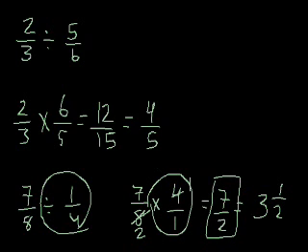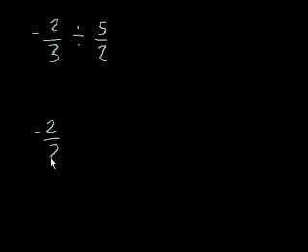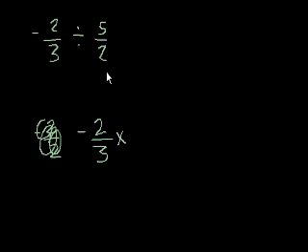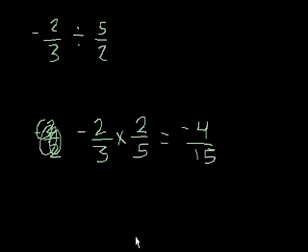Let's do a ton more problems, or at least as many more as we can do in the next 4 or 5 minutes. What's negative 2/3 divided by 5/2? Once again, that's the same thing as minus 2 over 3 times the inverse of 5 over 2, which is 2 over 5. And that equals minus 4 over 15.